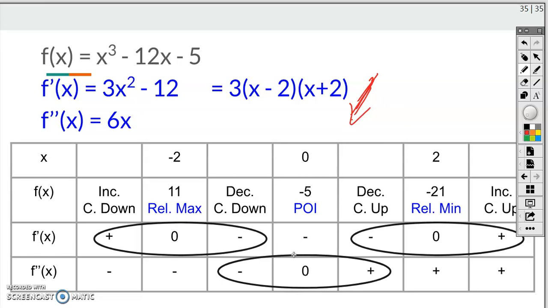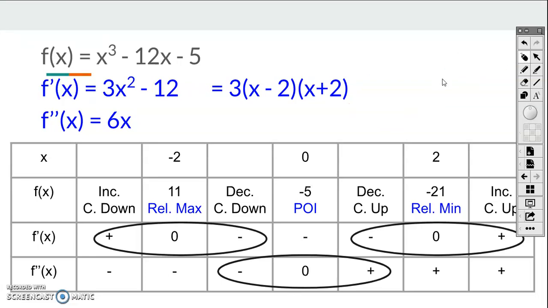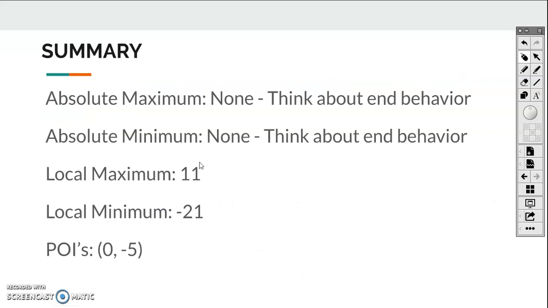And then something happens in here. Basically, I flatten out and I decrease. And then I flatten out again and I start increasing. Now this increasing over here past 2 tells me that I'm going to positive infinity. Since I'm going to negative infinity and I'm going to positive infinity, there are no absolute max or min on this problem. So here's the summary right there.